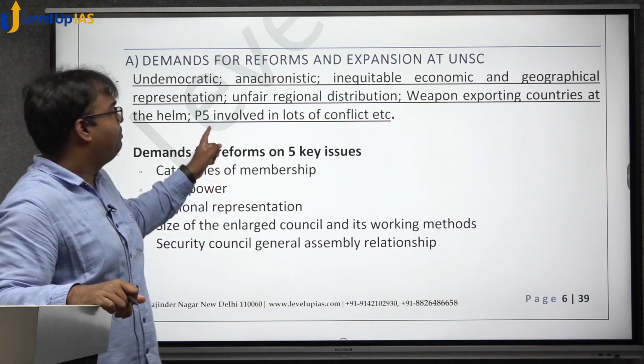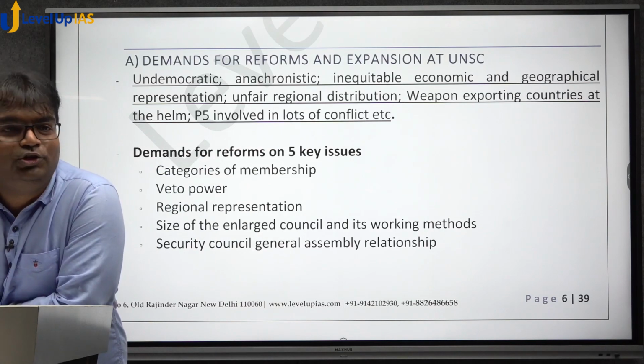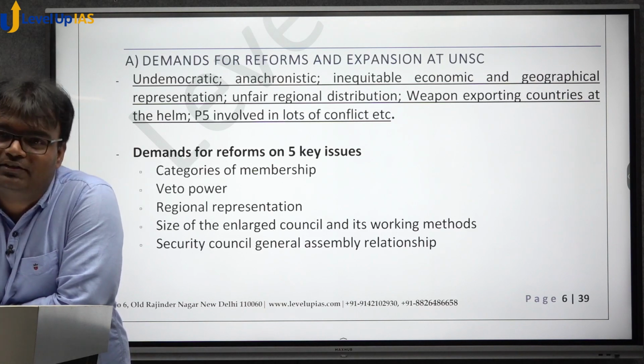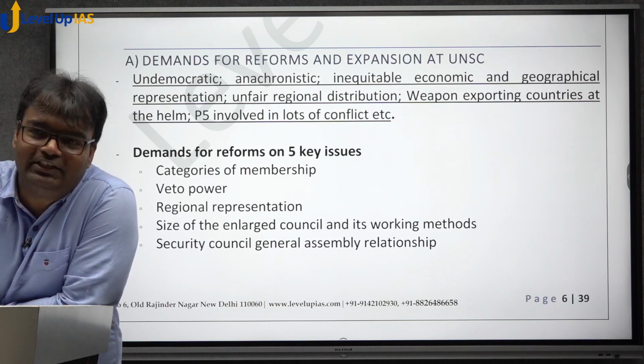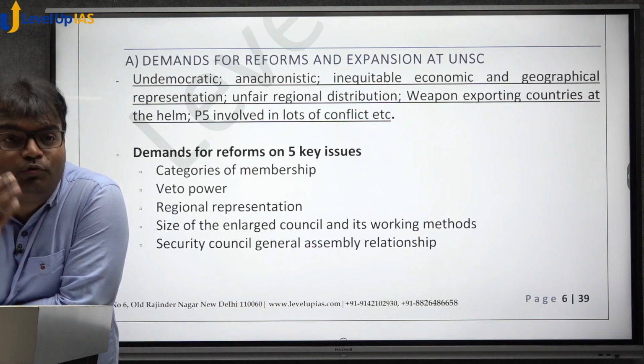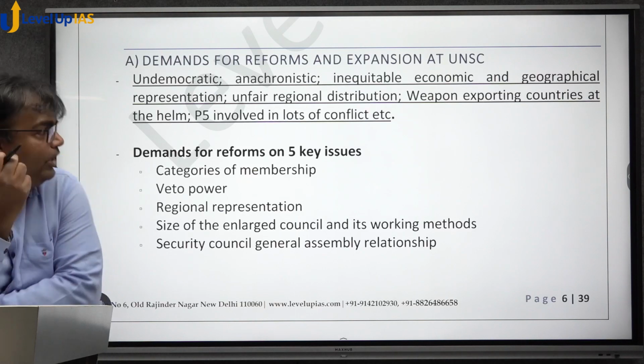Finally, P5 countries themselves are involved in lots of conflicts. In how many places is the USA involved in conflict, Russia, China. So their capability and credibility of ensuring peace would be a concern. These things we would study in more detail for the mains examination. Here you should just have a brief idea about why there's a demand for reforms in the United Nations Security Council.